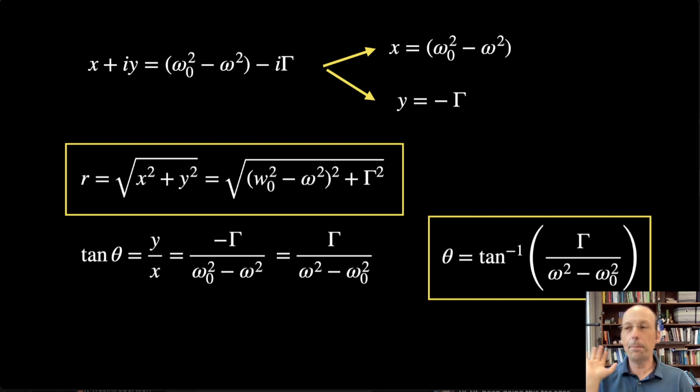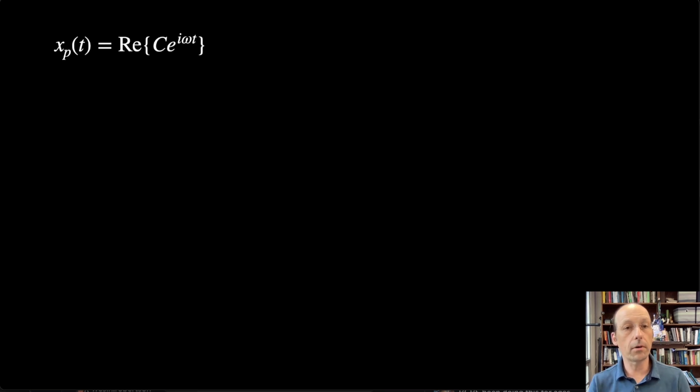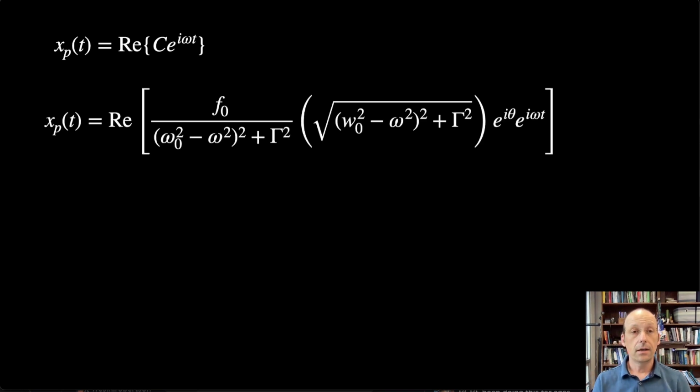Okay, let's not put in theta because it just gets too messy, but we do want to put in r. So remember, we're talking about the real part of c e^(iωt), and we've been working on the c part. We still have the e^(iωt). So if I put everything in, this with the e^(iθ), that whole thing is my c, right?